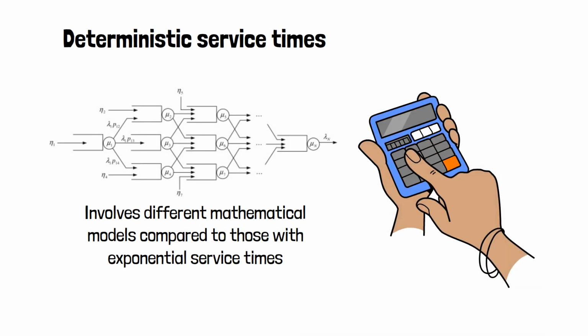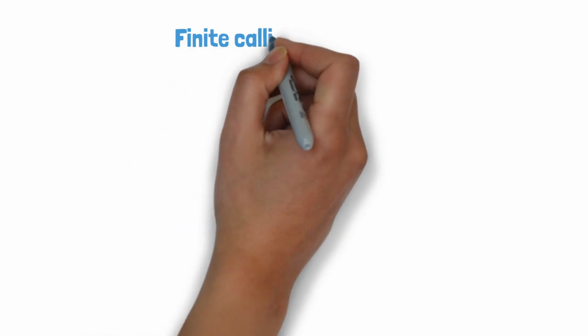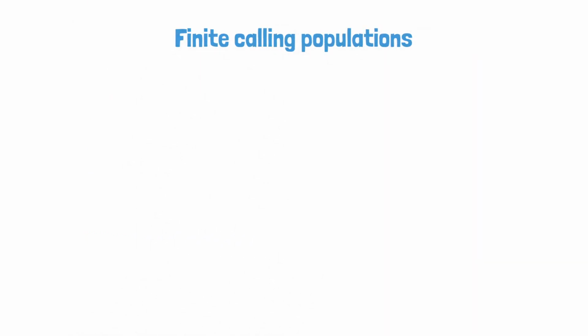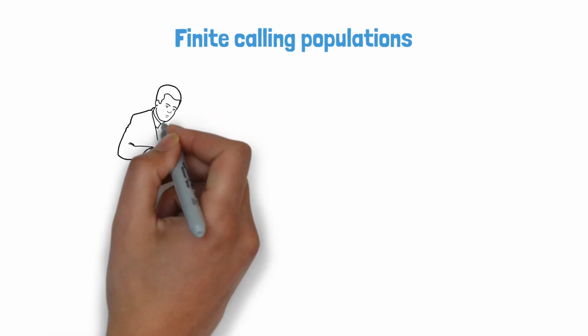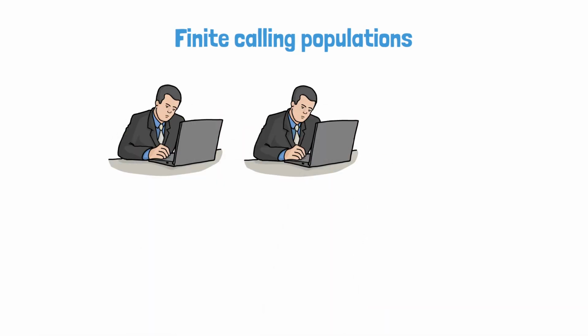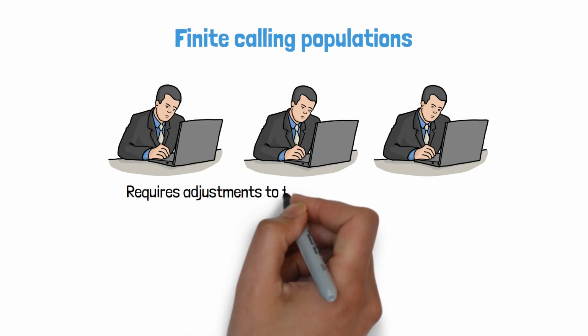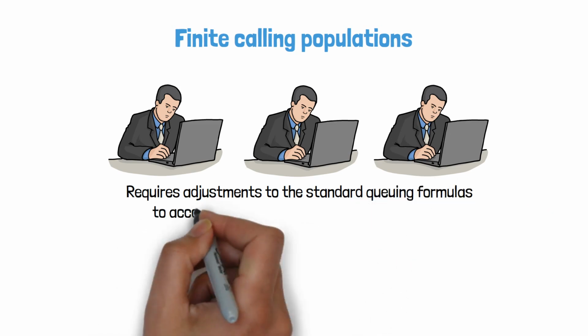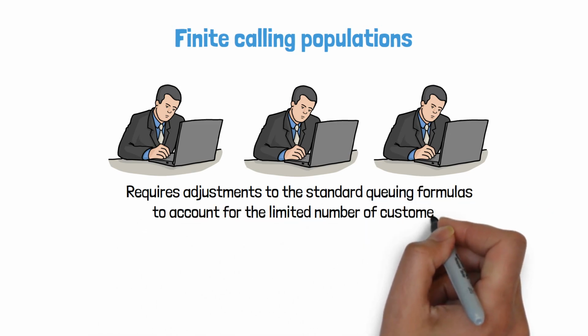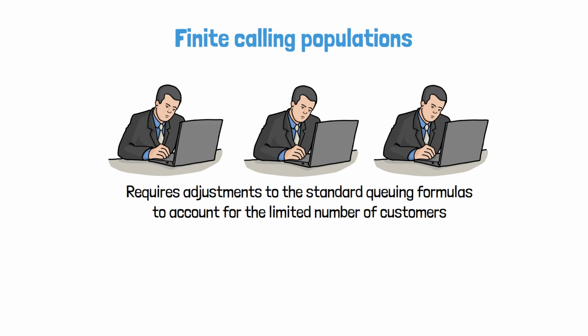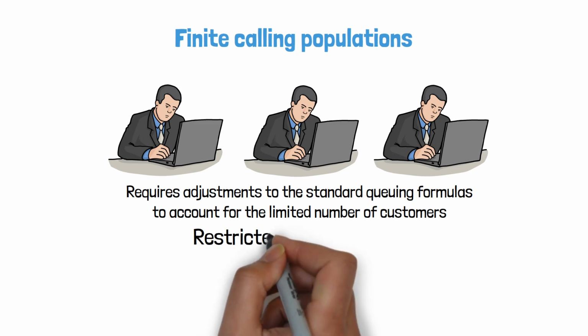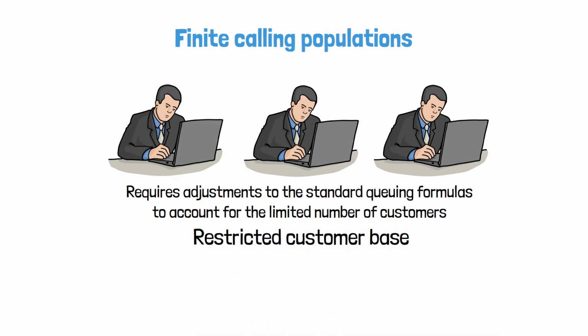Finite calling populations refer to situations where the number of potential customers is limited, such as a repair service for a fixed number of machines in a factory. Analyzing queuing systems with finite calling populations requires adjustments to the standard queuing formulas to account for the limited number of customers. These models are essential in understanding the dynamics of service systems with a restricted customer base and ensuring that resources are allocated efficiently.